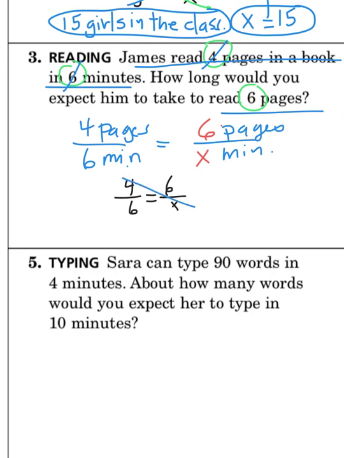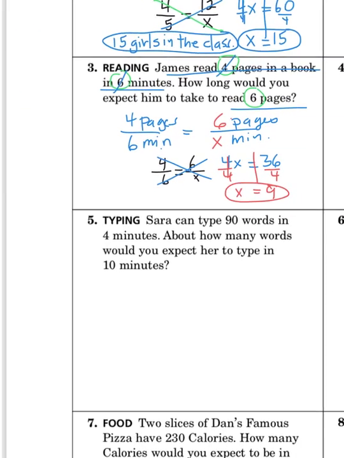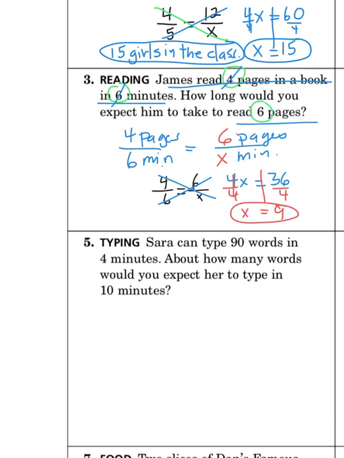Find my 4, my 6, my x, that's 4x equals, and 6 times 6 is 36. Okay, divide by 4, divide by 4. 1x equals, and 36 divided by 4 is 9. But I have to put that in words because it's a word problem. So how long would it take him? It will take him 9 minutes to read 6 pages.